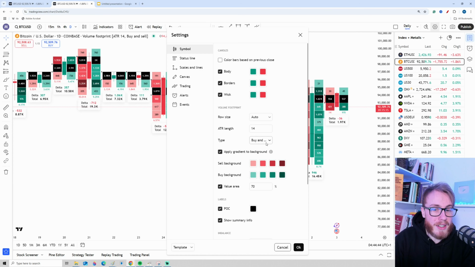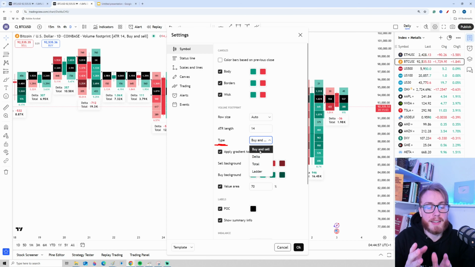However, next, and this is very important, you see that we have a setting called type. And this one I actually recommend to change. You can see that the standard type here is buy and sell, which means that we see both the buy side and the sell side. But remember here what we talked about earlier in the video. The delta here is basically the difference between buyers and sellers.